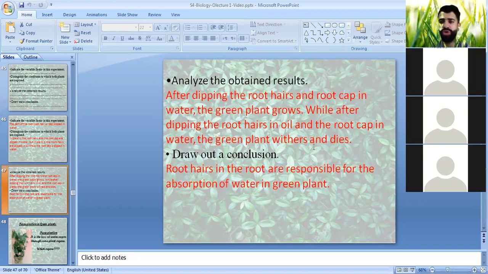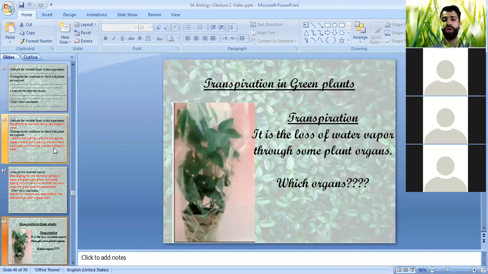So what is the conclusion here? Not the roots. There is a special part of the roots, whether the root cap or the root hairs. When we have the root hairs in the water, it grows normally. When the root cap is in the water, it dies. This means that the root hairs are responsible for the absorption of water in green plants. Okay? So let's move now to transpiration in green plants.